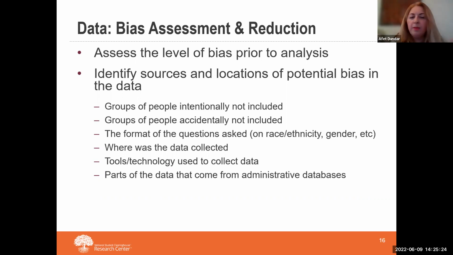And the bias assessment, this is not limited to what I have on this slide, is about identifying sources and locations of the potential biases in the data. Depending on the original purpose and how data was collected, there might be groups of people who were intentionally not included, or accidentally not included. The format of the questions, how the data submission was done, how we collected race, ethnicity. I mentioned gender earlier. That's how it started many years ago, and if we don't change it, it will continue. Where was the data collected? Tools and technology used to collect data, and what parts of the data come from administrative databases. So the purpose of the data, whether that purpose limited the data collection, and how it reflects itself in the outcomes or metrics that we want to produce now.